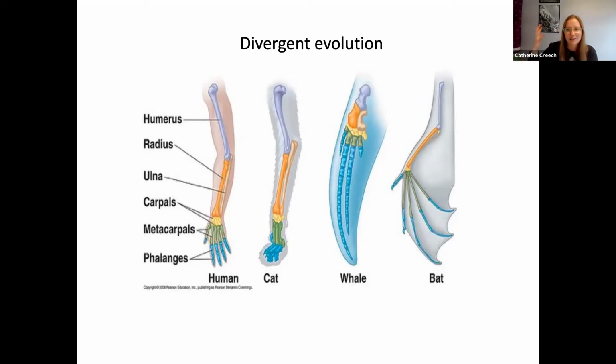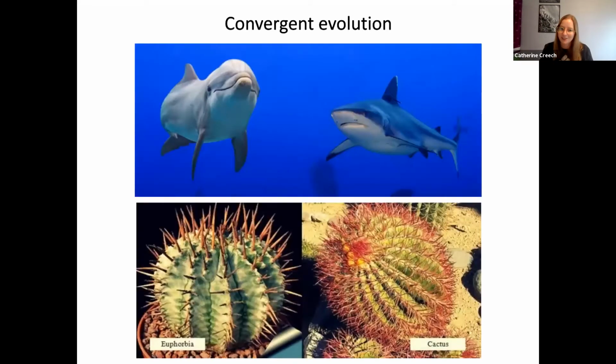Like I don't really swim or fly with this as much as I try to do both. Instead, I grip things, and my kitty cat, her front paw has basically the same bones in the same organization, except she walks on it instead of grips things with it. So I really like that. And then the follow-up, the other side of divergent evolution is convergent evolution.